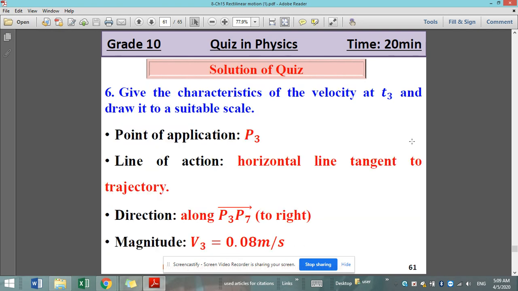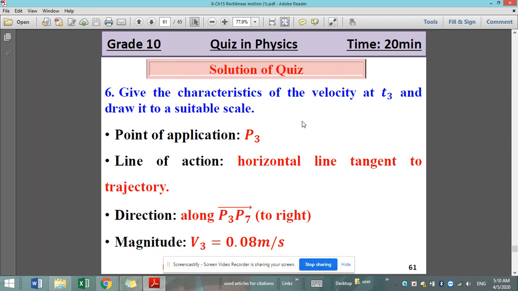So the second question is, give the characteristics of the velocity at T3 and draw it to a suitable scale. So when we talk about velocity, this means that we have to talk about a vector. We have to take direction into consideration. So the characteristics: point of application, line of action, direction, and magnitude. A vector has these 4 characteristics, just like the force vectors that you used to deal with in grade 9.